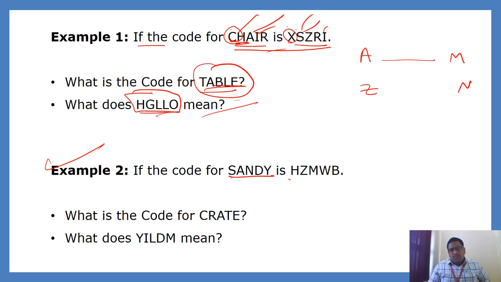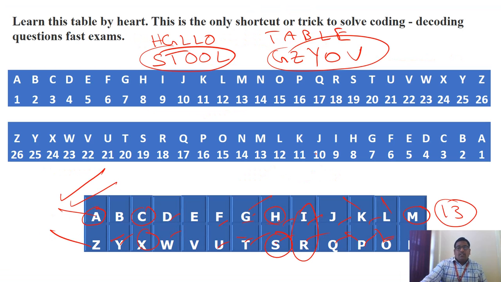If SANDY is coded as HZMWB, then what is the code for CRATE and YILDM? Now if you observe closely, the mirror of S is H, A is Z, N is M, D is W, and Y is B. Obviously, you can verify from here. Clear?